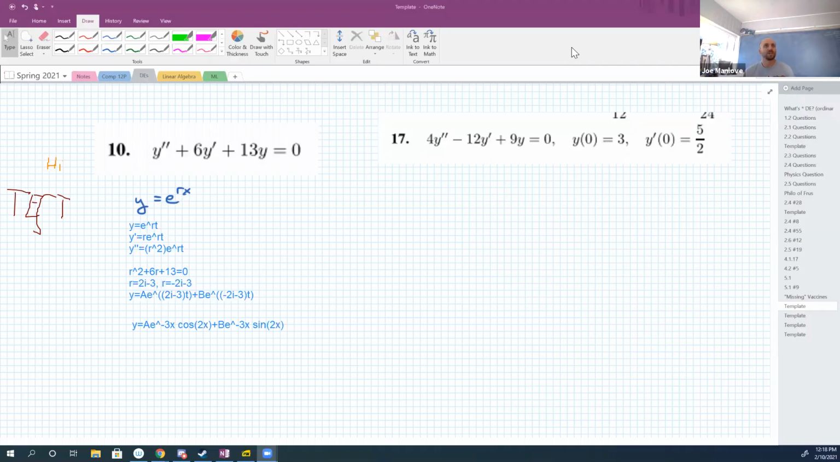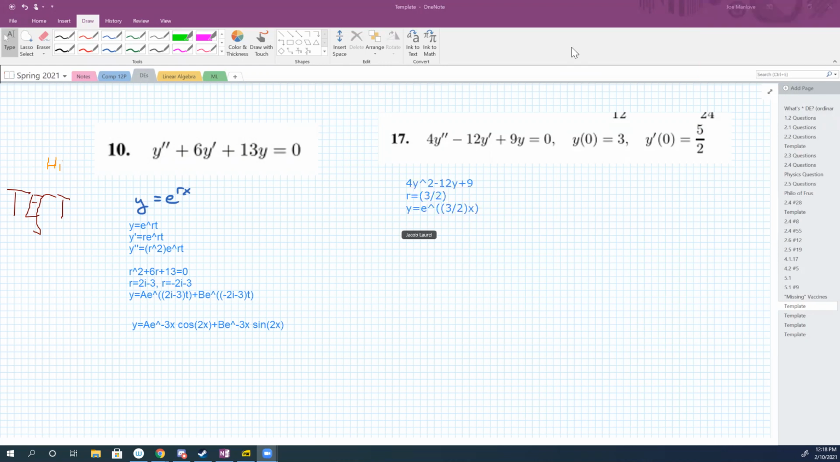All right, you guys want to talk me through what you did with number 10 here? All right, so let's see. So it's a second order homogeneous constant coefficient linear ordinary differential equation.